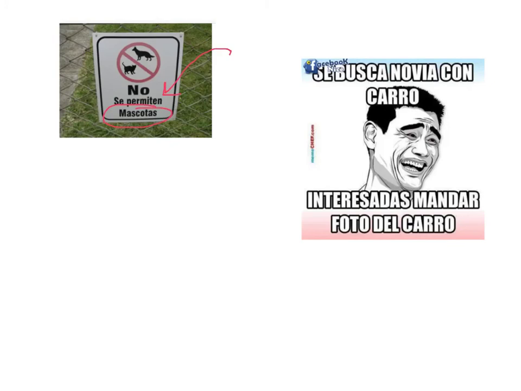Here's another one. We got this poor guy. He's looking for a girlfriend. Se busca novia con carro. Specifically, he wants a girlfriend with a car. Okay, maybe he lives in mom's basement and he doesn't have a car. He doesn't want mom to take him around on the date, so he needs a girlfriend with a car. Se busca novia con carro. Interesadas mandar foto del carro. Those that are interested, please send me a picture of your car. Again, he's looking for a girlfriend, singular, so we're going to have a singular verb. Se busca novia con carro. Poor guy.